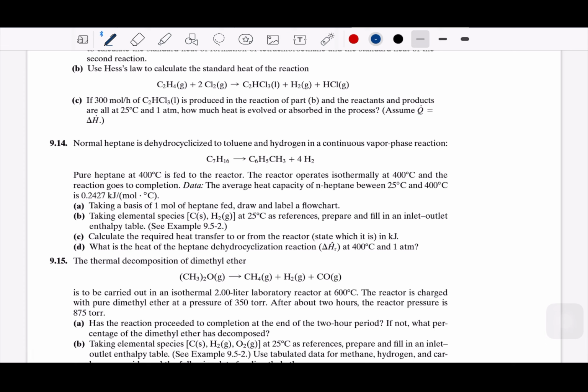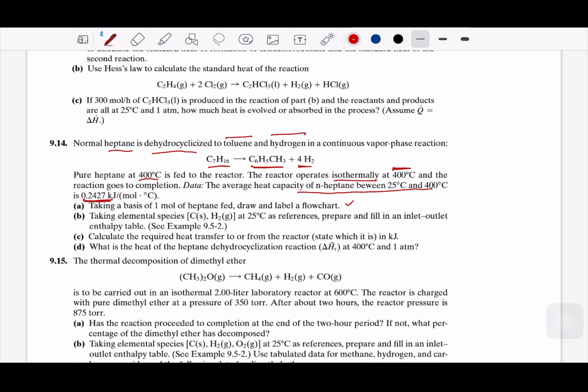So we will have this normal heptane that is dehydrogenated to toluene and hydrogen. So this is heptane, and this is the toluene and hydrogen. And we have these reactions. We also have the information on the temperature at the beginning, and then it operates isothermal, so it's a constant temperature, and then the reaction goes to completion, so it finishes up until the end. So for average heat capacity, we already have the heat capacity. We take this as our heat capacity.